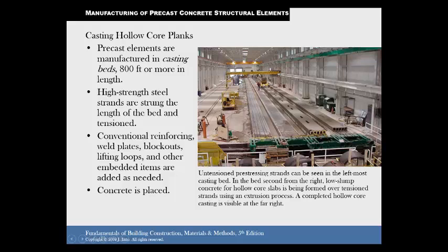But depending on where it's going is the only limit that you really have. And you can see the steel strands in the bed that they're going to pull tight and then pour the concrete. You can see the weld plates, I think, yeah, and the blockouts in some of these. There's the tubes for the hollow core. And then the concrete is placed in that, and it's allowed to cure.